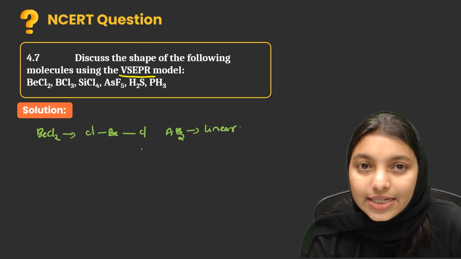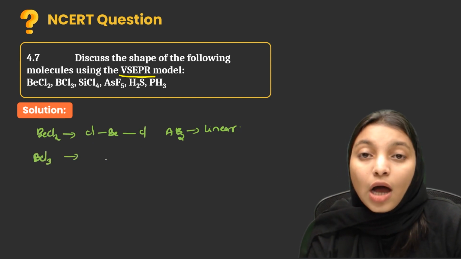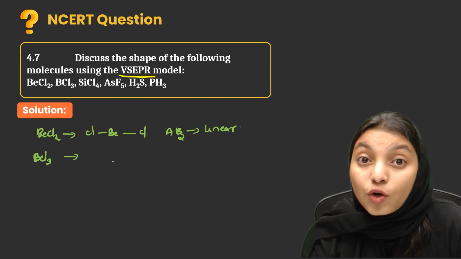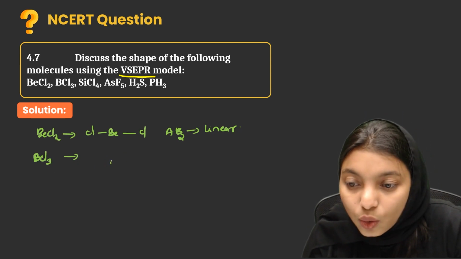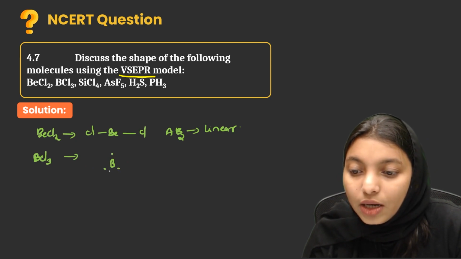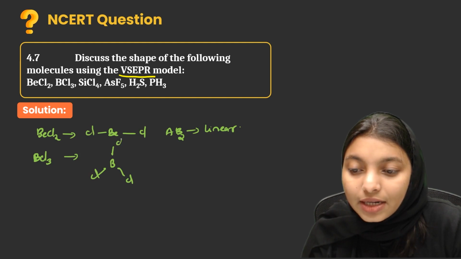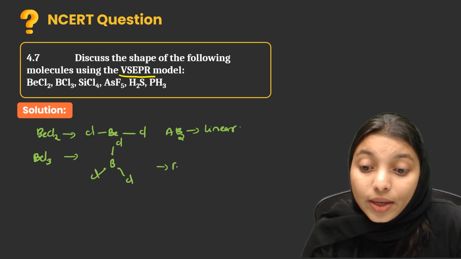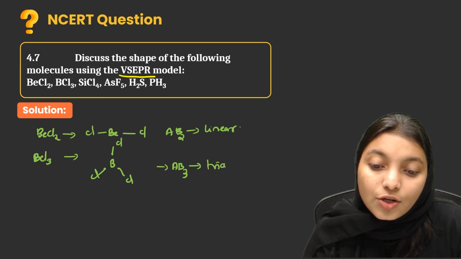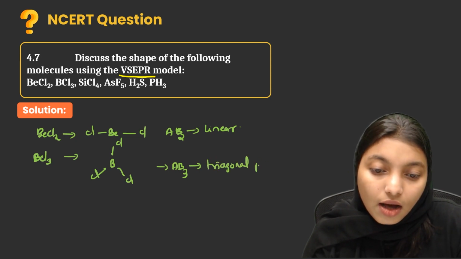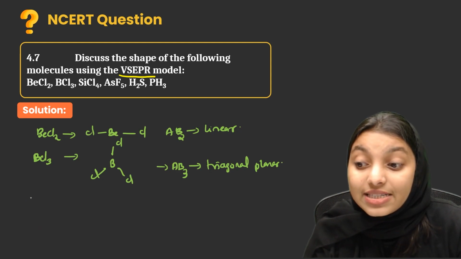Yes, now coming to BCl3, we know around B we have how many electrons? 3 electrons, and 3 of them have made bond with chlorine. So we can say their shape will be like AB3, without any lone pair. So it is of type AB3, and it will be having a structure of trigonal planar. What will be the shape? Trigonal planar.